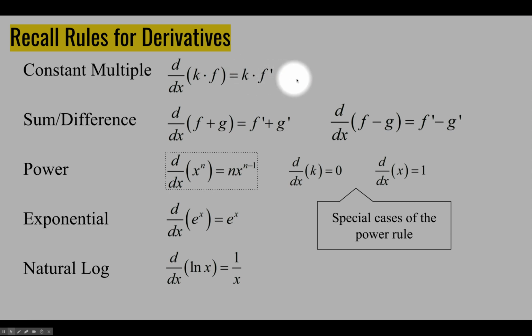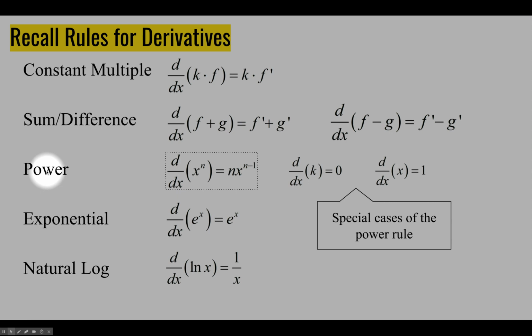So, for example, if you had 8x, you can think of that as 8 times x. So the derivative of x is 1, and then 1 times the 8 in front, the k is the 8, would just give you 8. So of course the derivative of 8x is just 8. So that's a really simple example there. When we took derivatives of sums and differences, we found that the derivative of f plus g was the derivative of f plus the derivative of g. And the same was true for the difference.